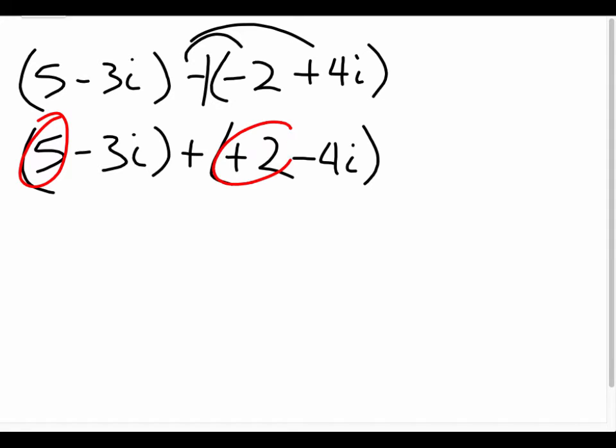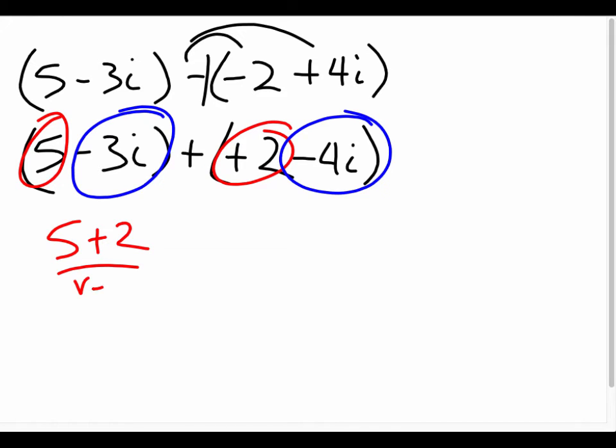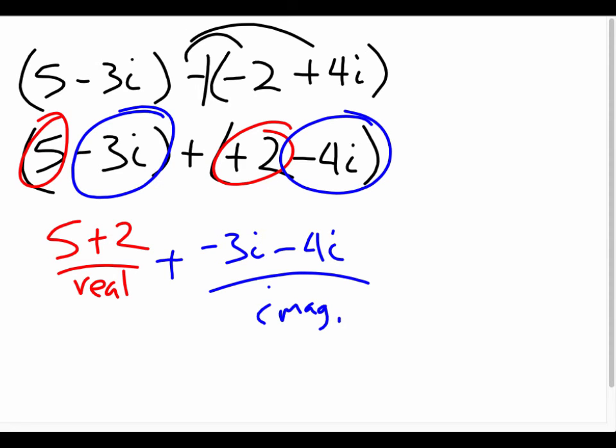Again, here's the reals. Okay? And here are the imaginary numbers. So what I'm going to do then is I'm going to say 5 plus 2. Remember, that's the real component. Then I'm going to add negative 3i minus 4i, and that's the imaginary component. If I add those up, I'm going to get 7 plus negative 7i. And that's the sum, or difference, I guess you could say, of those two complex numbers.